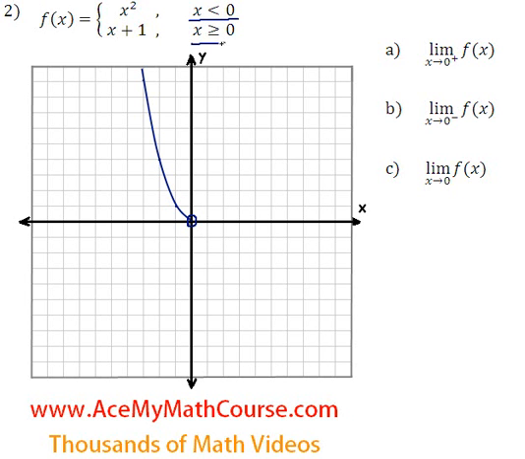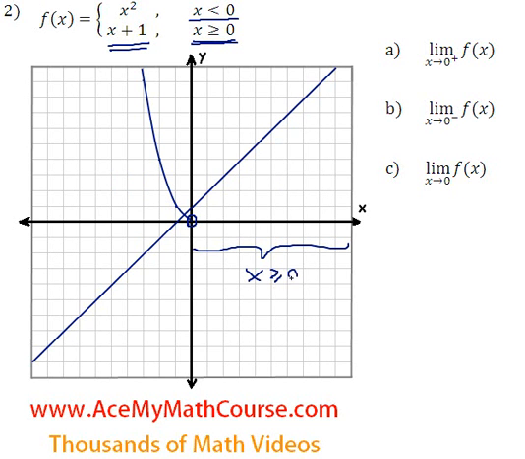Then, for values that are greater or equal to 0, we have x plus 1. What does x plus 1 look like? Well, we have a y-intercept of 1 and a slope of 1. So it will look something like this. But of course, we just want this function in this portion of the graph because that's x greater than 0. So it will look like this.